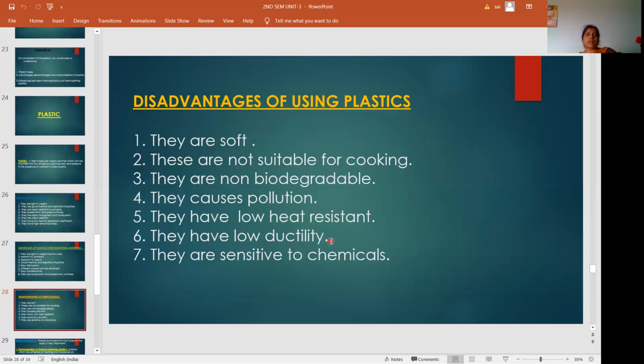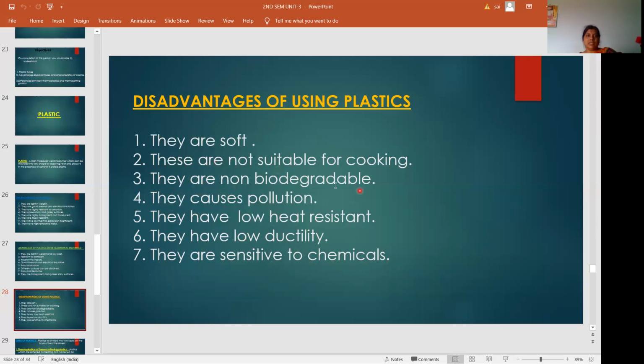They have low ductility. In metallurgy, ductility means the property of being made into thin wires. Their ductility is very low, so we can't make them into thin wires easily. They are sensitive to chemicals. When kept in chemicals, they are very sensitive and will spoil. So these are some of the disadvantages of using plastic.